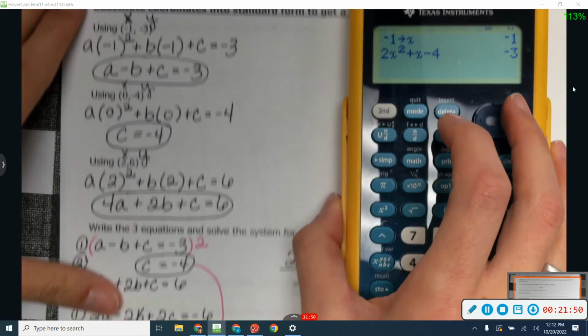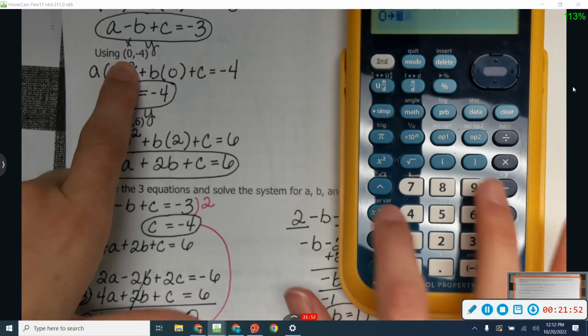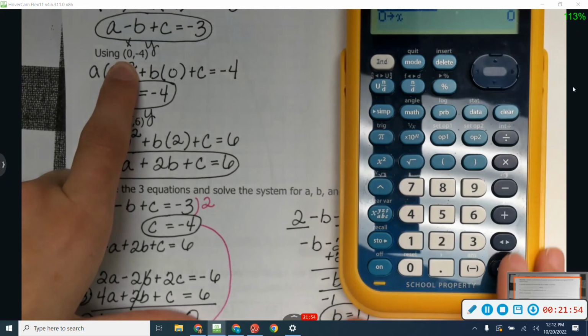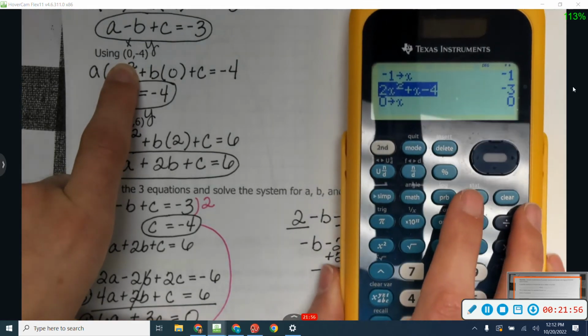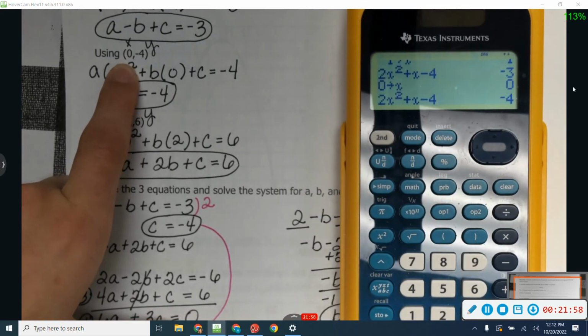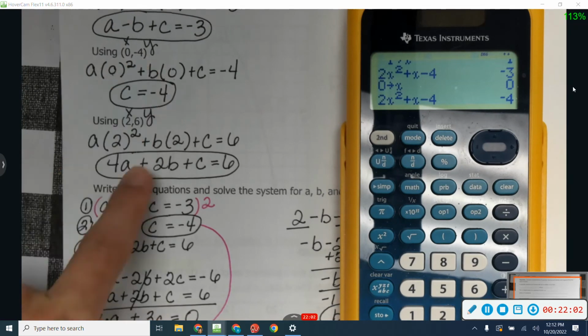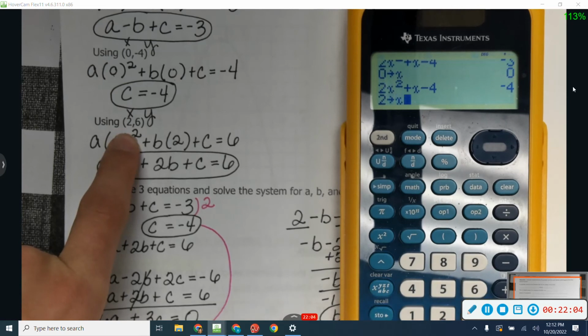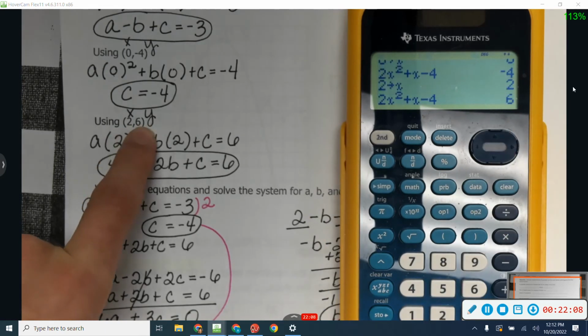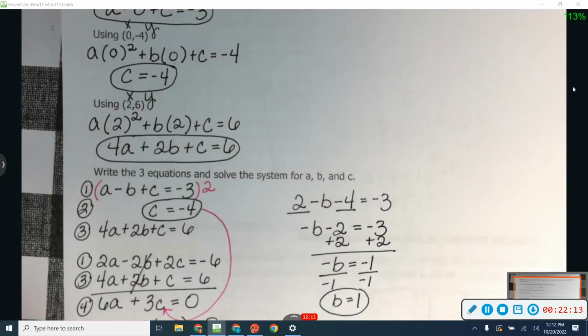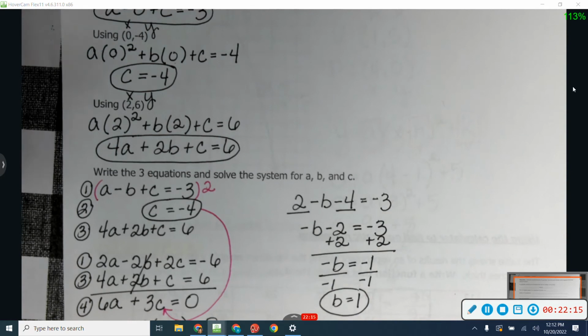Okay? So then I'm going to take 0, store for x, go back. Y'all can't see that. Go back and grab it. It's negative 4, which is what I need. Okay, so then I'm going to move on to my 2, store for x. And that's going to give me 6, so I know I got it right. Okay, it does not take you long to check it, so make sure you check it.